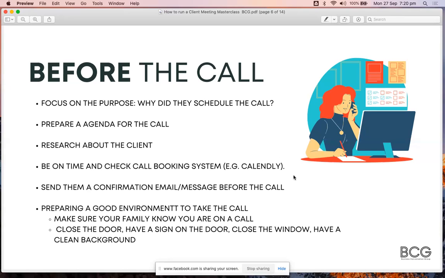Also make sure you close the window too, because sometimes you can hear car sounds. So try your best to make the environment quiet and clean, and also make sure you have a clean background. You do not want to show your closet where there are clothes hanging out. You don't want to show that. So make sure your background's clean and professional. So that's what you should do before the call. And of course, there are many more, but this is a handful.